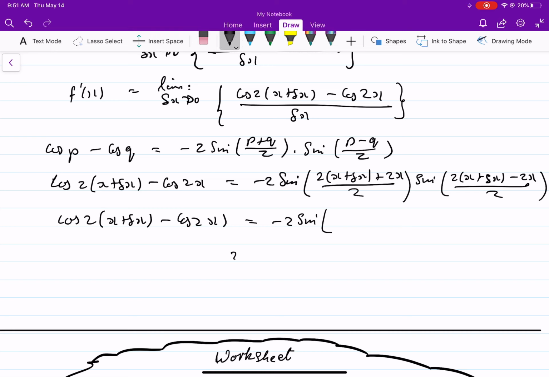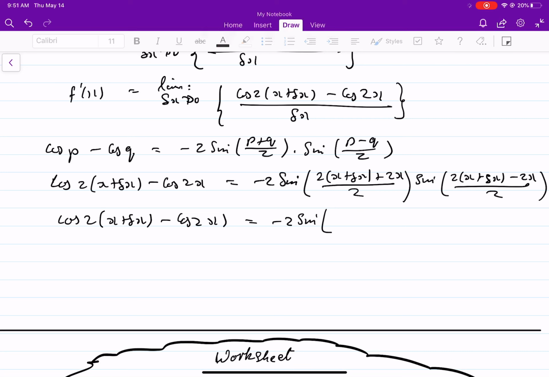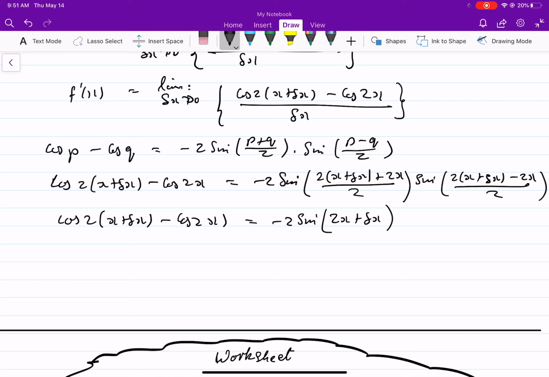Let me do a little side working. This is 2x plus 2 delta x plus 2x all upon 2, which is 4x plus 2 delta x upon 2, which is 2 into 2x plus delta x upon 2. These two cancel out, so you just get 2x plus delta x. Yes, this is just 2x plus delta x if you were to simplify that.